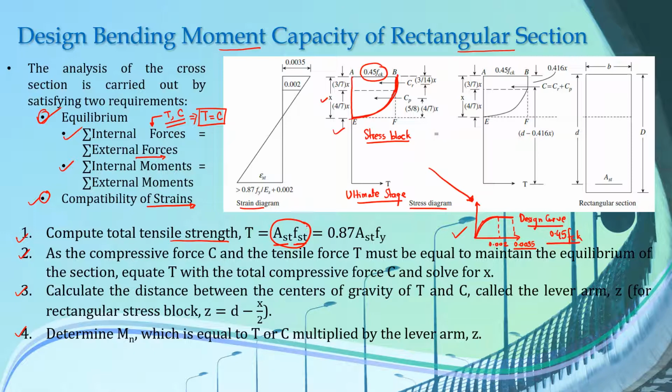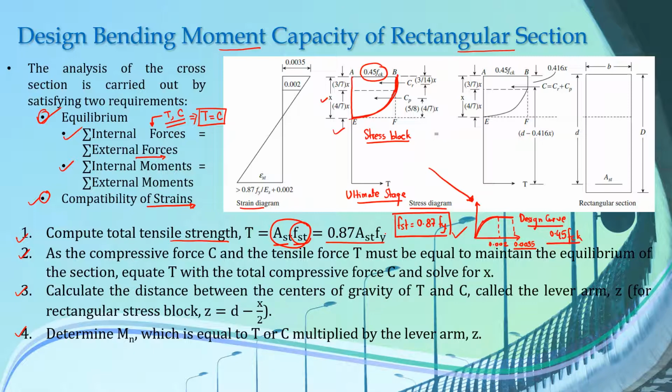So if we assume that our steel bars have just yielded, then the value of FST is given as 0.87 into the yield strength of our reinforcement. So the total tensile strength is now equal to 0.87 AST into Fy.